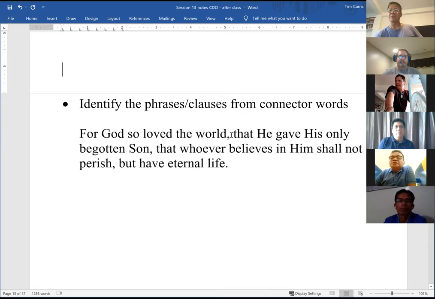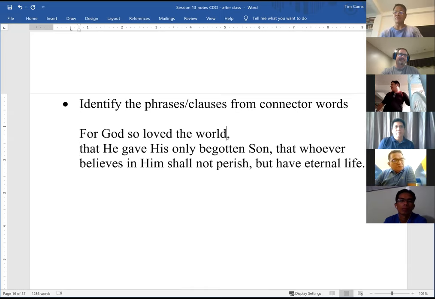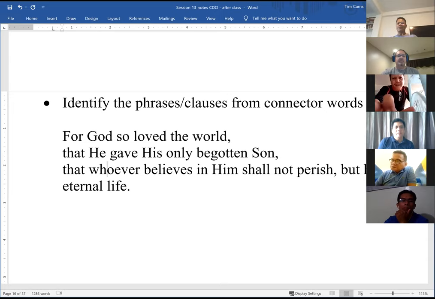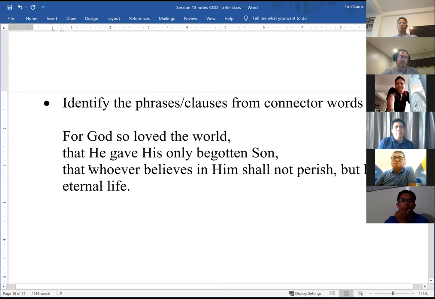That. There you go. And notice you had a little help. There's a comma there too. But yeah, the word that is a connector word. All right. Next one, where does the next phrase begin? Find the connector word. That he gave his only begotten Son, that whoever believes in him. Whoever. Okay, whoever, or even before it we have the word that again, don't we? You see that? Yes. All right, so now who, it's not whom or who, it's whoever. This actually is the subject of the verb here. So that one we wouldn't have a break at. Whoever believes in him shall not perish.